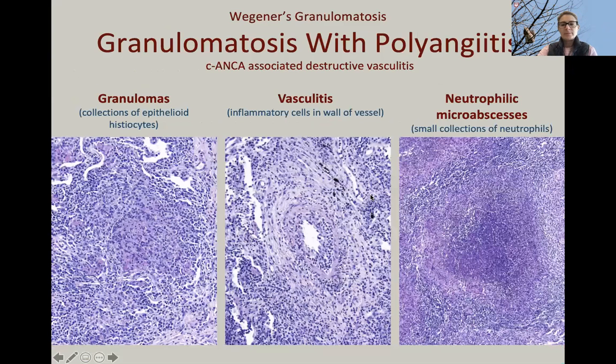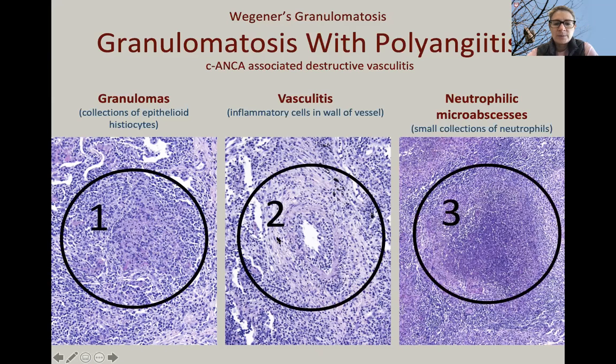Other necrotic midline nasal diseases that we may see include Wegener's, formerly known as Wegener's, now granulomatosis with polyangiitis, which, as you know, is an ANCA-associated vasculitis. So the histologic triad that you see in Wegener's are going to be granulomas, which are these collections of epithelioid histiocytes, vasculitis, which is inflammatory cells within the wall of the vessel, and then these small clusters of neutrophils or neutrophilic microabscesses.